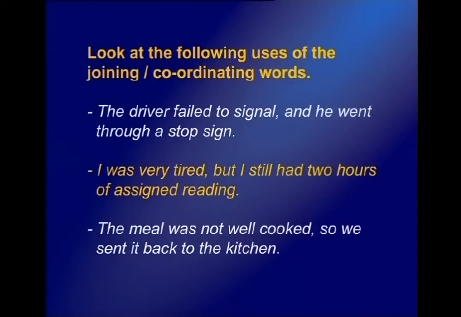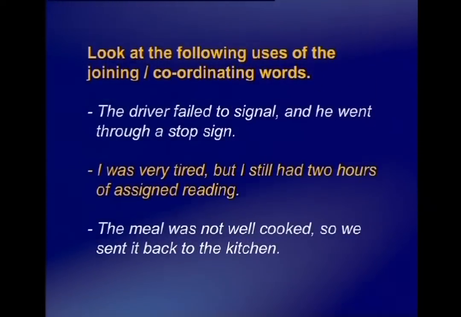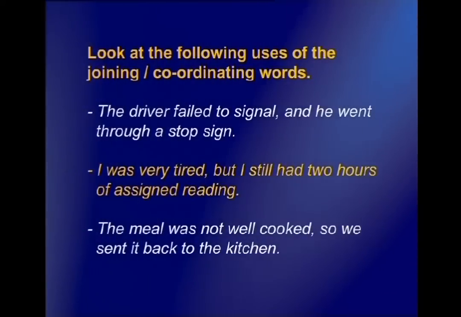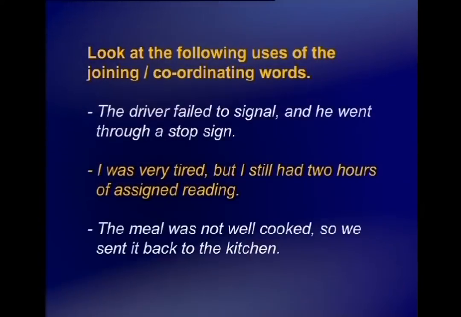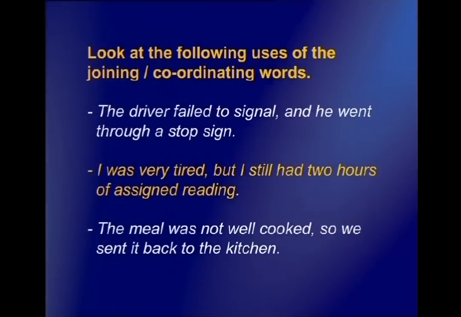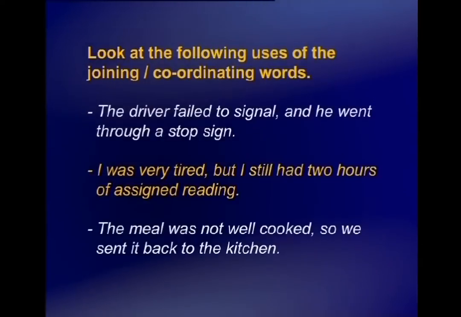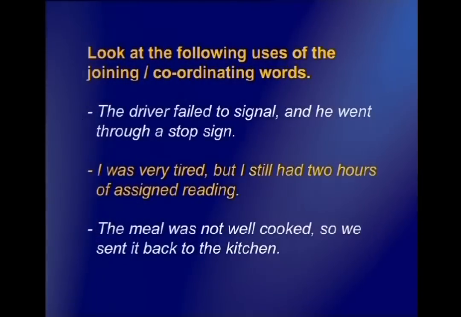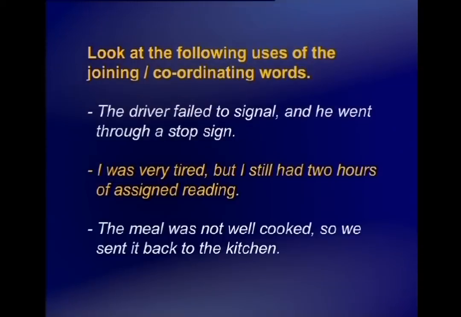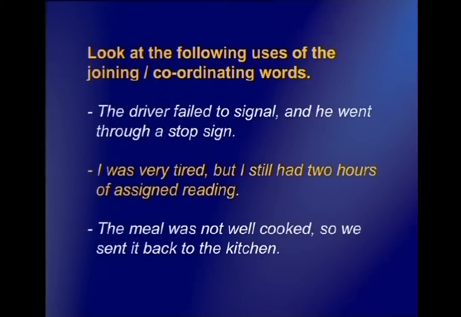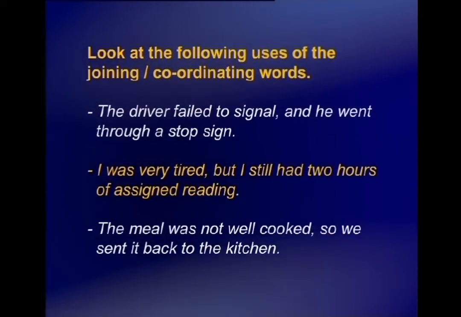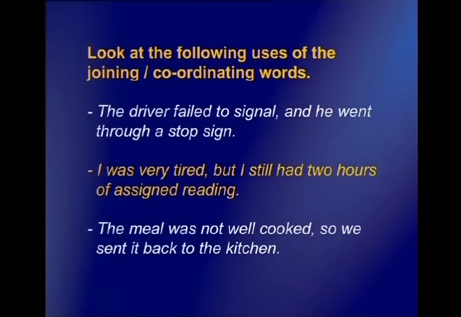Right? Now, you will see some examples and look at the uses of the joining coordinating words. In the sentence, the driver failed to signal and he went through a stop sign. Now, over there, and means in addition. That is, not only he failed to signal, but in addition, he went through the stop sign. A very familiar phenomena in our part of the world, because people are not very particular in following the traffic signs.